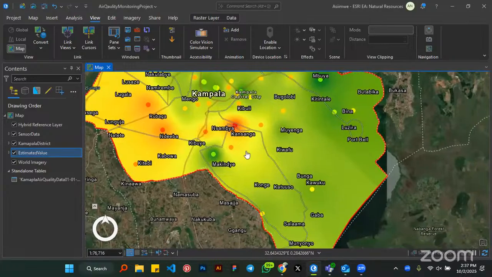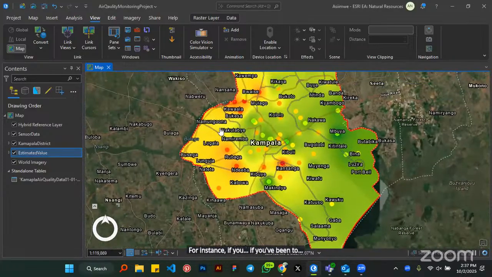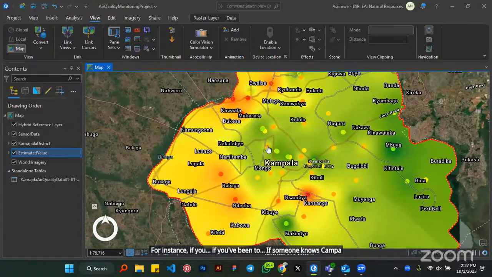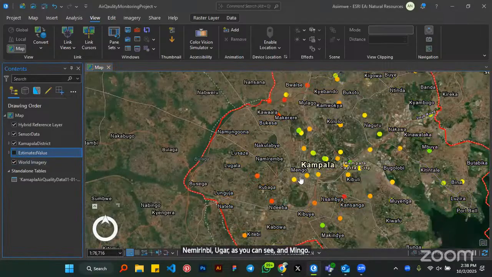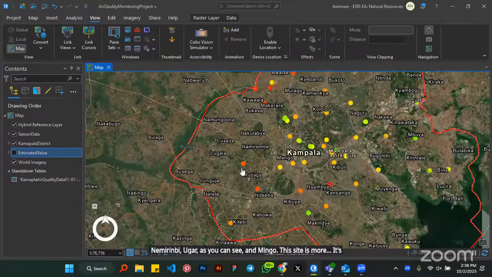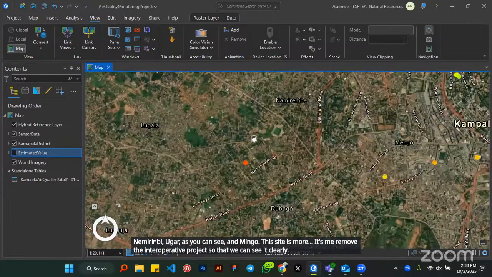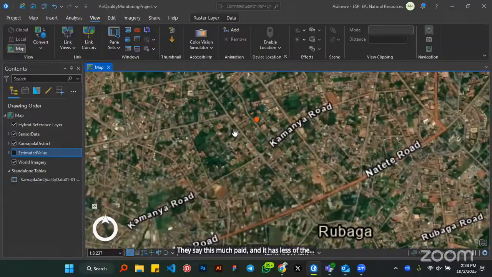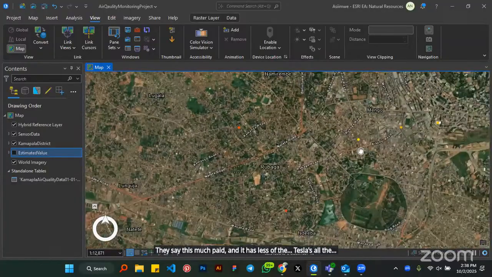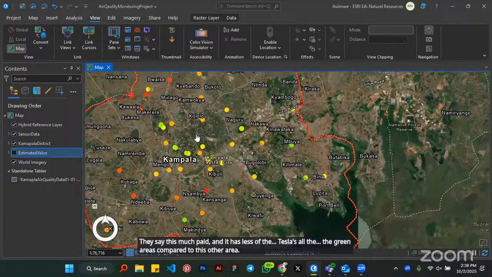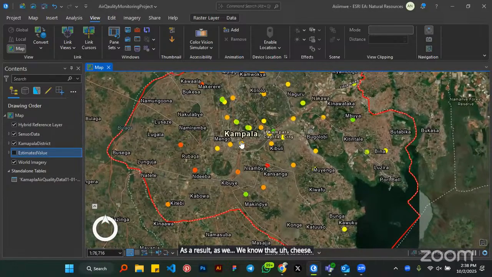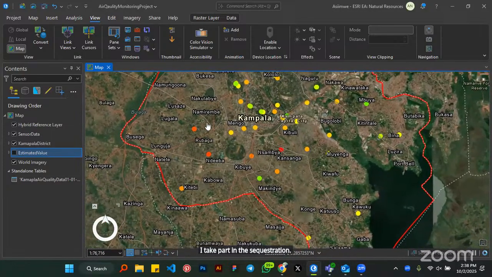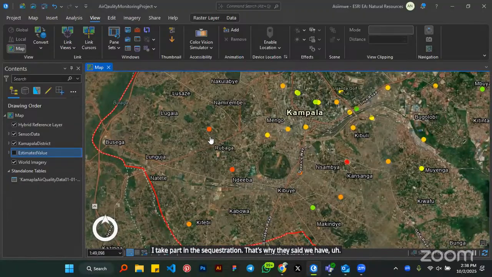For instance, if someone knows Kampala a bit, you will tell that as you come to Namirembe, Ugala, and Mengo, this side is more occupied, let me remove the interpolation so that we can see it clearly. This side is more occupied and has fewer green areas compared to this other area. As we know, trees take part in sequestration. That's why on this side we have very high values.